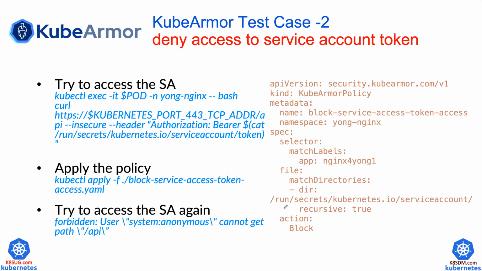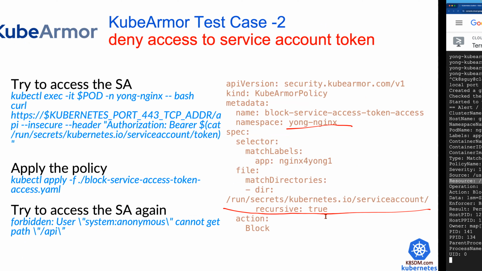What's next? The next test case I'm going to show you is how we can use KubeArmor to deny access to the service account token. Again, you just use a simple YAML file to apply the policy to deny the access. It can be applied to the particular namespace here, and you select a match label and which directory. So we're going to block the access to the service account token, which is in this particular directory. Okay, come back to the command line.